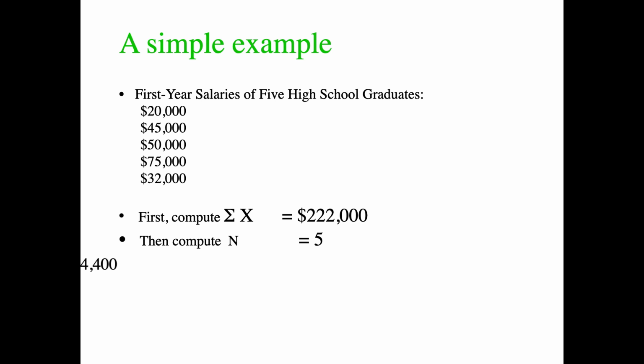So if I want to compute the mean, I'm going to go ahead and take the sum of X. The mean is 222,000 over 5. So just take 222,000, divide it by 5, and that comes out to be a mean salary of $44,400. Pretty good for people who just graduated from high school in their first year. I just want you to know these are fictional data. Now, that's a simple example of computing the mean. Just got these 5 numbers, add them up, divide by 5. What if you get data that look like this?